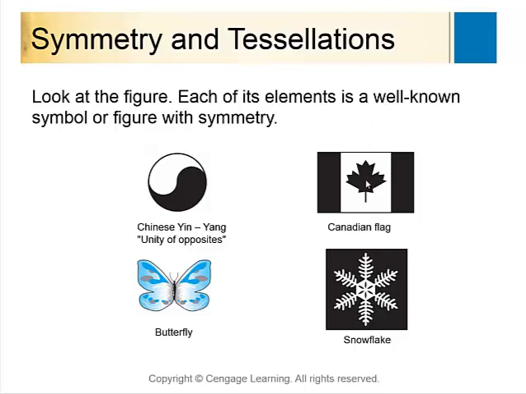I look at this Canadian flag and see that I could draw a line straight through the middle here, fold that over, and I would have the other half. Same thing with the butterfly, and same thing with this snowflake here. With the Chinese yin-yang, you can see that each one fits inside the other of that shape.